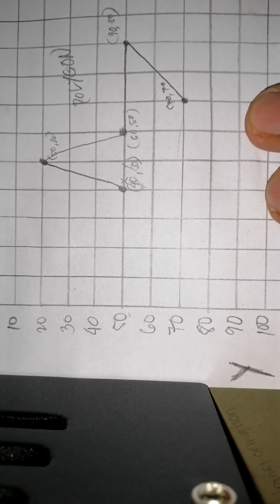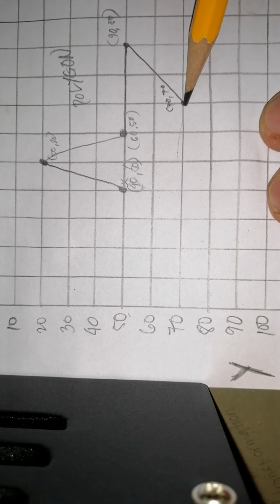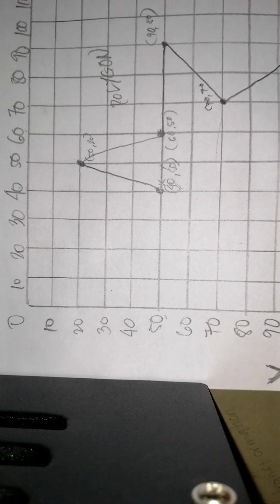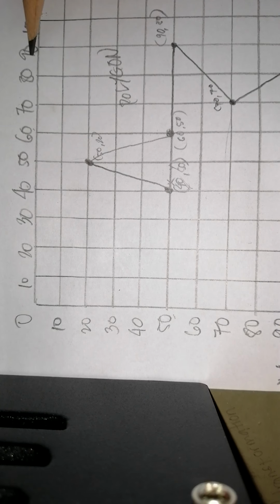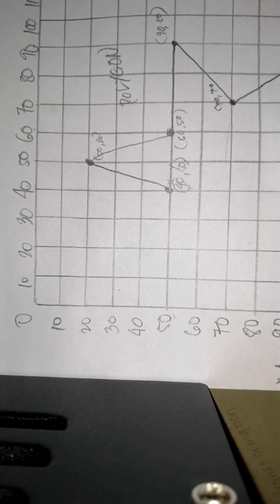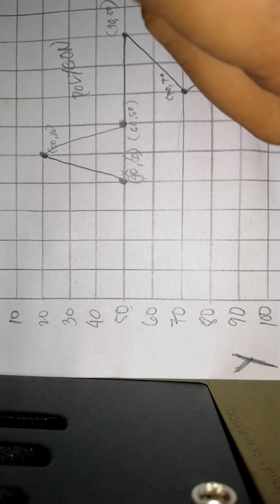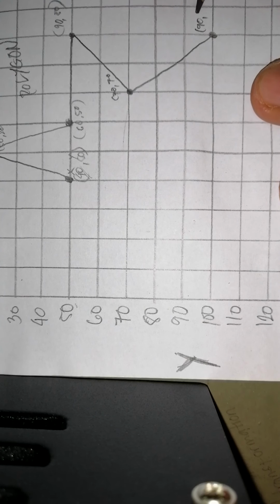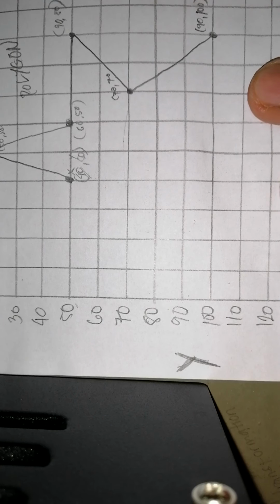Next point, from this one up to this one. Here is the point. First we look at the x, which is 90. Our x is 90, and our y lands at 100. That's why our y is 100.